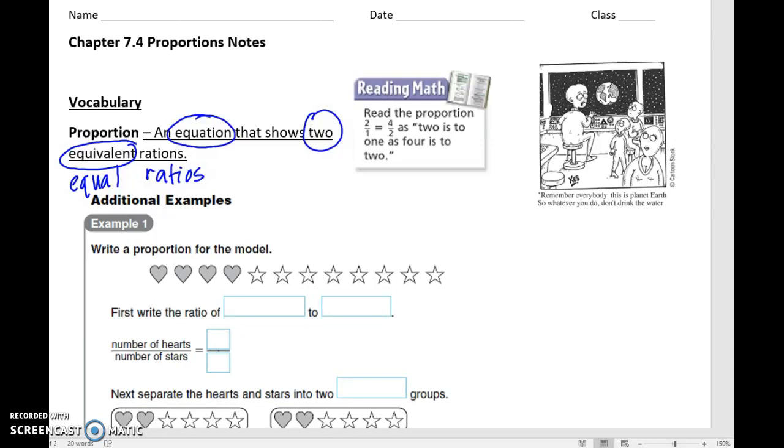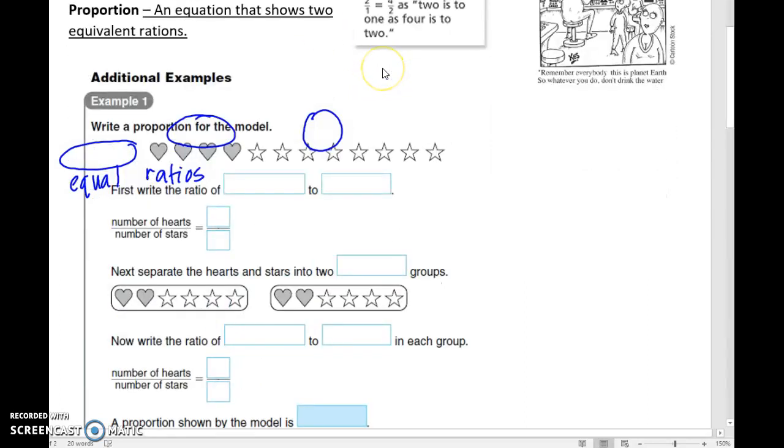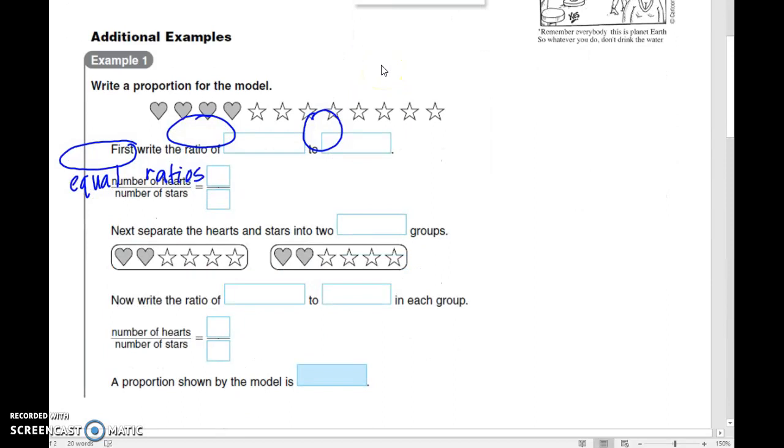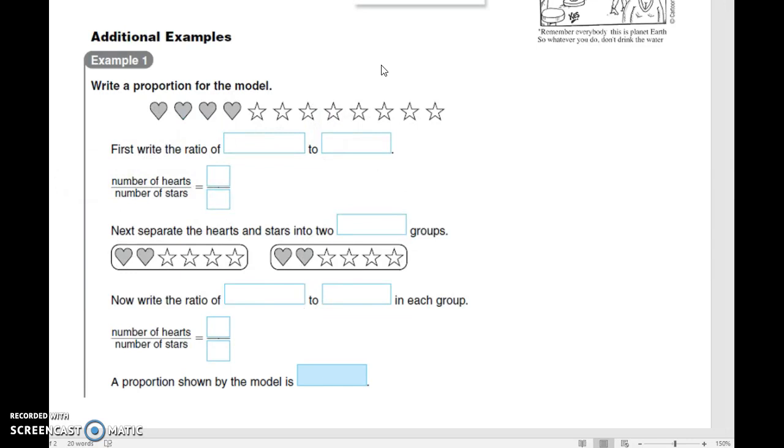All right, let's come down, and we're going to do example 1. Okay, so we're going to write a proportion for this model. Notice we have hearts and stars. Okay, we're going to take two different units and we're going to write a proportion with them. So first we're going to write the ratio of hearts to stars. Okay, you should have that written down.